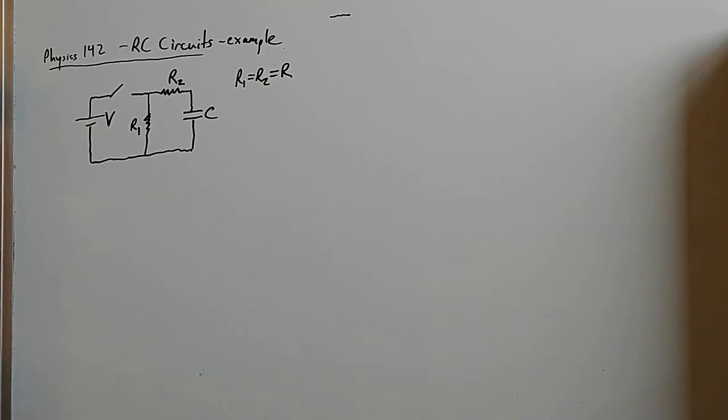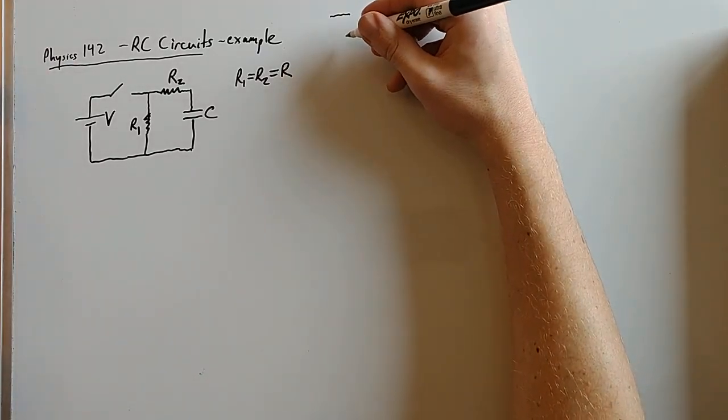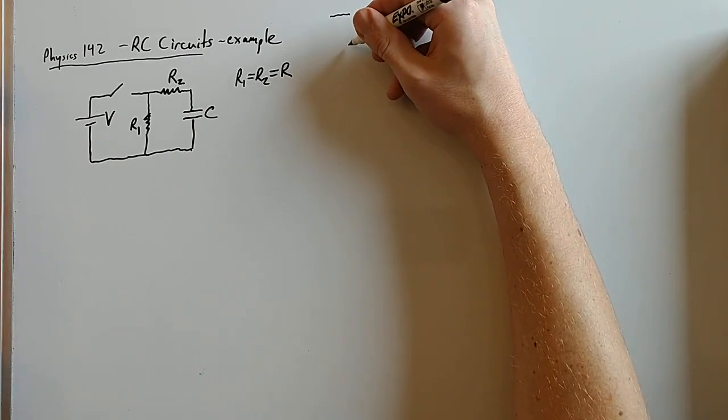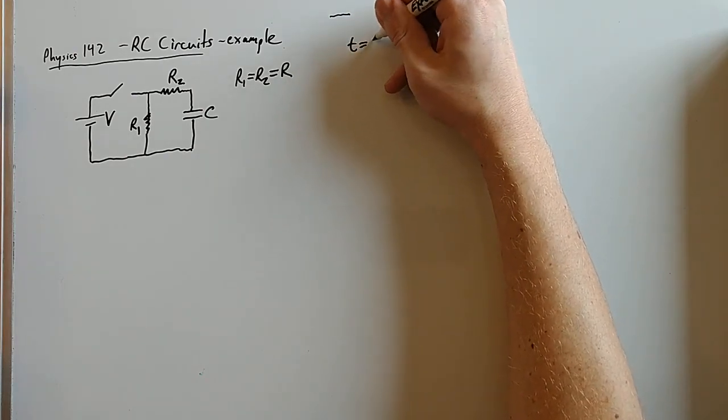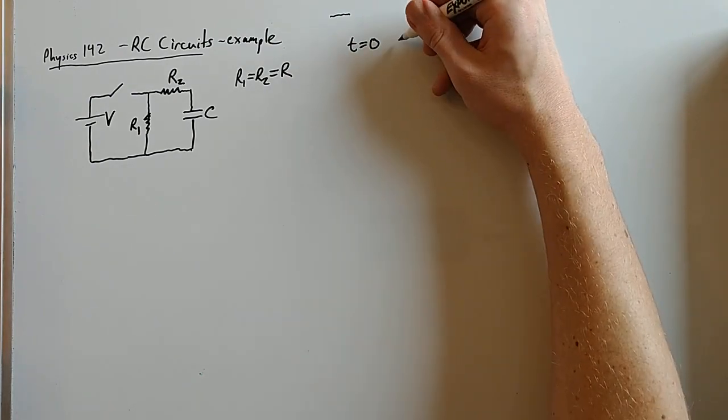Welcome back to Physics 142. We've been talking about circuits that have resistors and capacitors in them. What we figured out last time is that the behavior of a circuit matters whether we're considering it right after you close the switch or after some long period of time. Immediately after you close the switch, very close to time equals 0, the capacitor ends up acting a lot like a wire, right?